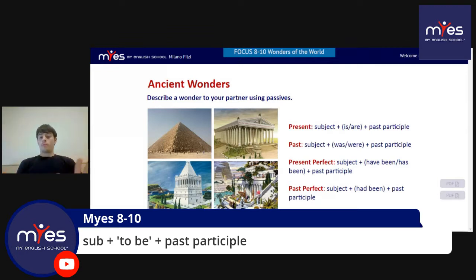So the form for all passives, subject plus to be plus past participle. The to be changes. We need to change the to be to match the tense. So in the present simple, to be can be is or are. Past simple, was or were.